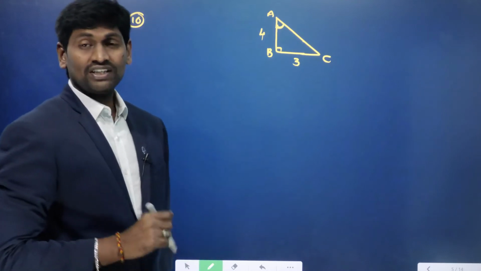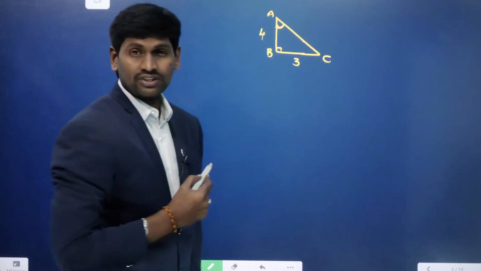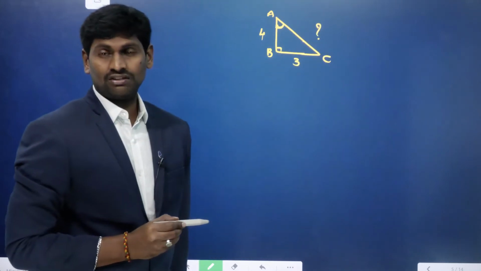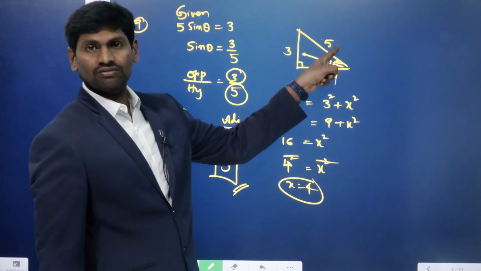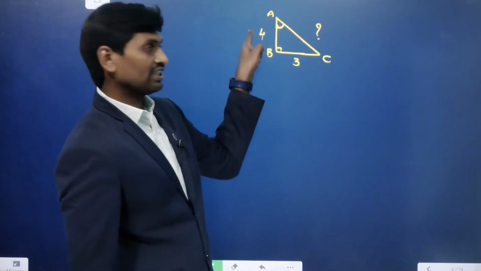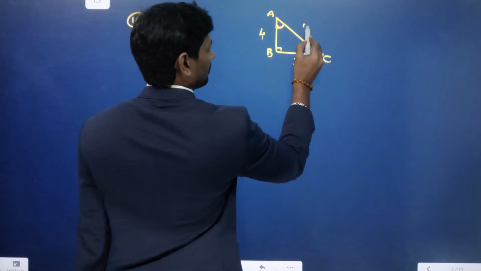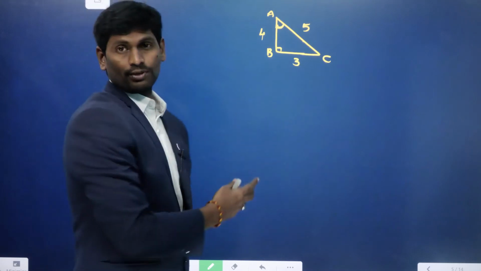What is the sine ratio? Opposite side by hypotenuse. But we don't know the hypotenuse, right? By using the Pythagoras theorem, we need to find it. See here, 3, 4, 5. The hypotenuse is always 5 when you have 3 and 4. Here also 3 and 4 only. So we can say that the hypotenuse value is 5, because we already did it in the previous problem.